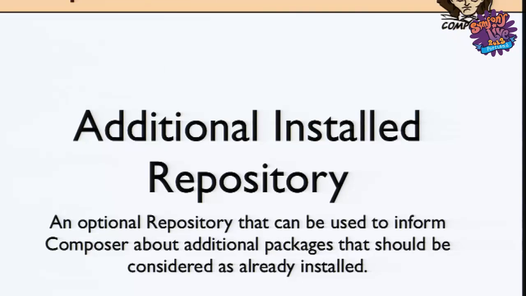The third type of repository is the additional installed repository. These are very similar to the platform repository. It can be used to inform Composer about other packages that are supposed to be treated as if they're installed. The big difference is that you can control it. This is not something that Composer has any say over.